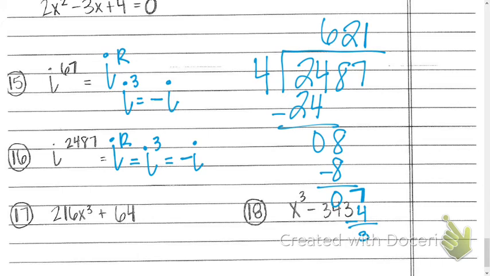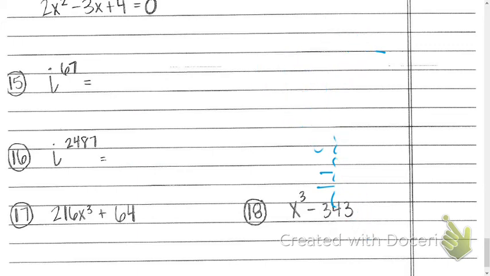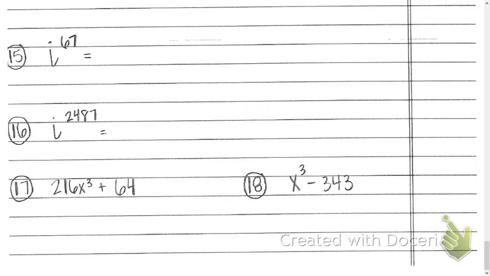All right, number 17 and 18 are what we did Monday. It goes with those two formulas that we wrote, the sum and difference of cubes. You don't cube them, you cube root them. So on the first one, we have 216x cubed plus 64.